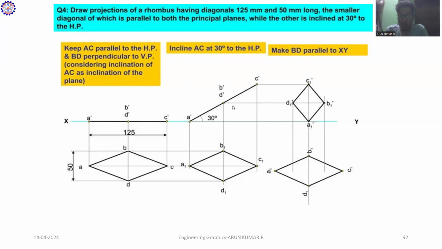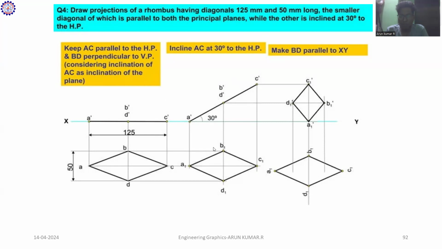What I have to do is measure either the distance from A dash to B dash D dash, or else from C dash to B dash D dash. Either one value you have to measure, and after measuring that, you point it along the line. So the first step is to construct the top view of the rhombus. After that, you construct the front view. That is the second step. The third step is to incline it 30 degrees according to the tilt of this front view diagram, and mark the points.